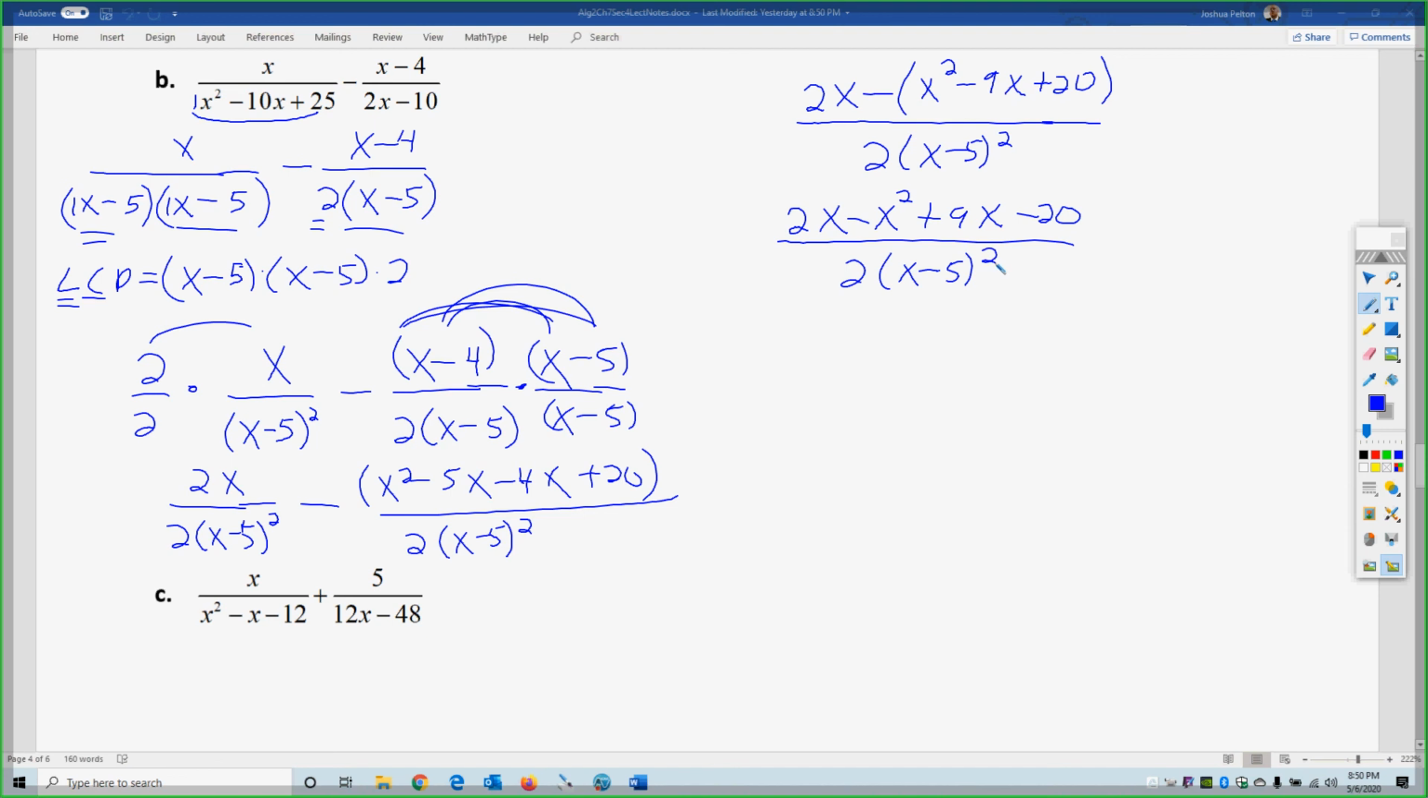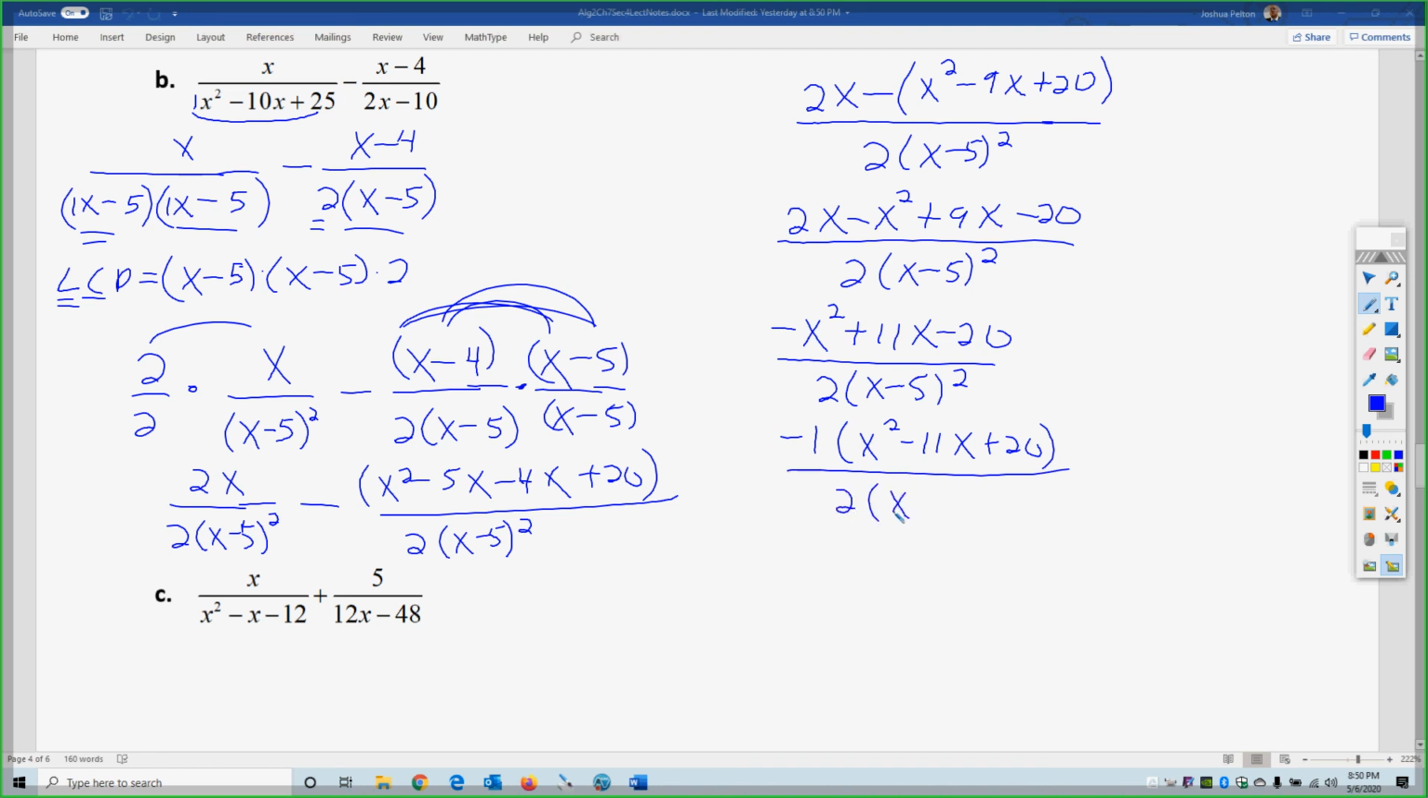Okay, so I think we're good so far. Let me just check this out. Yep, so we'll rearrange that. So I get negative x squared plus 11x minus 20 over 2 times x minus 5 squared. We'll divide out a negative 1 on top. So I'm left with x squared minus 11x plus 20 over 2 times x minus 5.